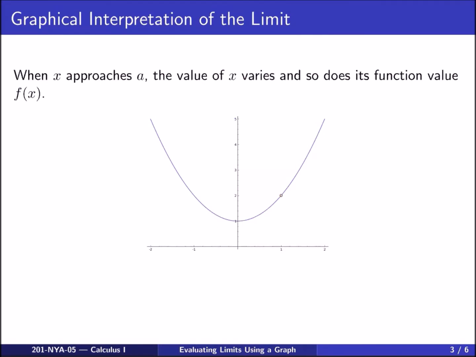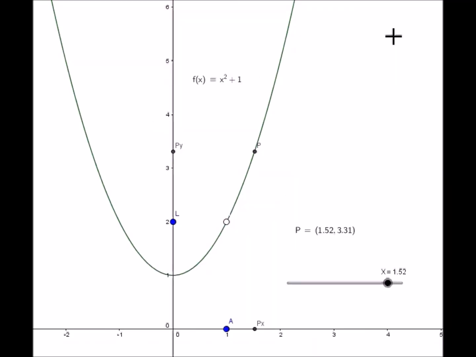Now here's a function. It is actually the function f of x equals x squared plus 1. However, it is undefined at x equals 1. Hence, you will notice that there is an empty dot at (1, 2). We will investigate what the limit of this function is as x approaches 1. What is important to notice is that as x approaches 1, x varies, and so does the function value f of x. Here's a GeoGebra applet.